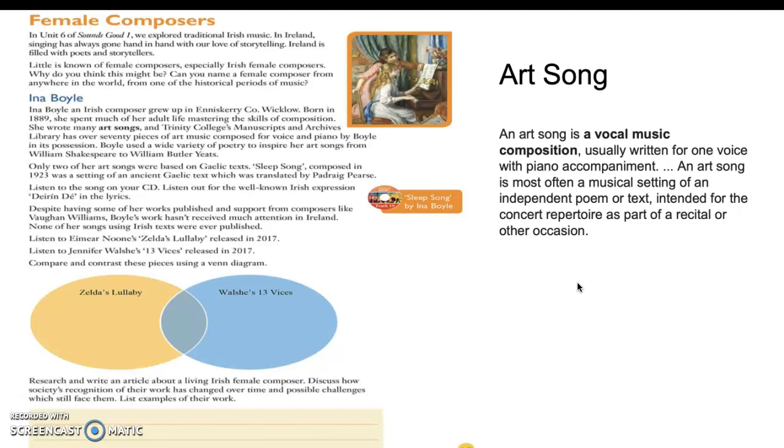And we're going to look at a piece of music that Ina Boyle composed. It's an art song. So again, written for one voice with a piano accompaniment, and it's based on an ancient Gaelic text which was translated by Pádraig Pearse. Pádraig Pearse would have been a well-renowned Irish poet and was involved in the Easter Rising in 1916 and executed, I believe, and so on. I just want to be careful when I'm getting into history and stuff like that. I'm not a history teacher, so I don't rely on my historical knowledge.